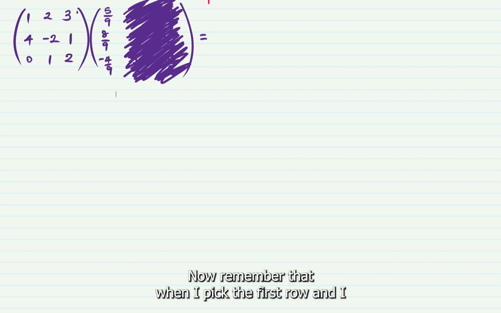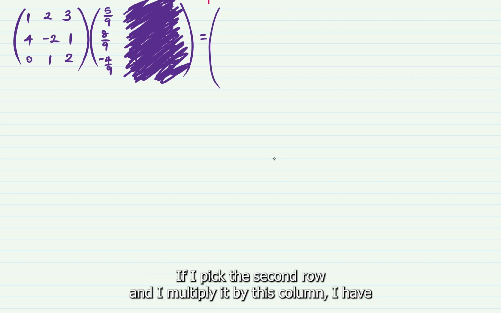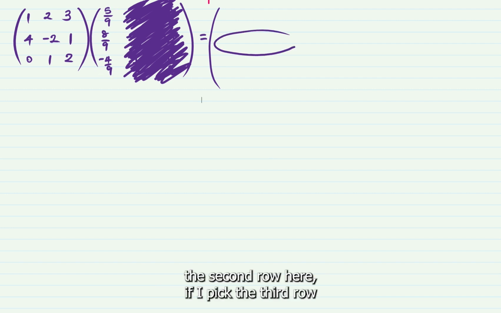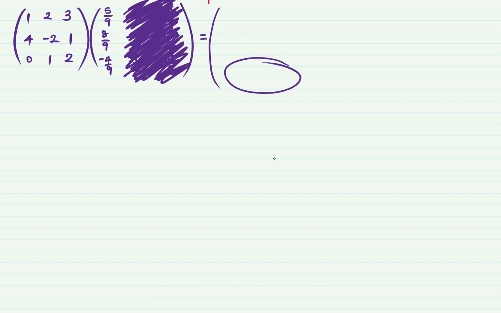Now remember that when I pick the first row and I multiply by this column, what I then have will be the first row here. If I pick the second row and I multiply by this column, I have the second row here. If I pick the third row, multiply by this column, I then have the third row here. That's how it works. Okay, let's begin.